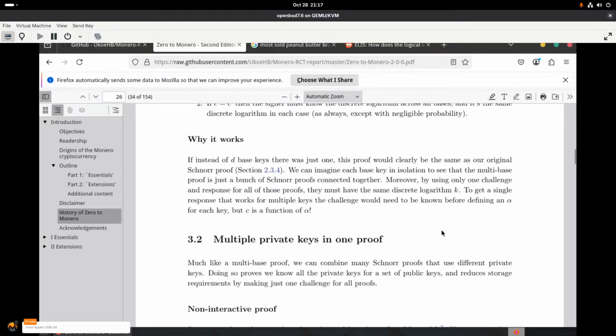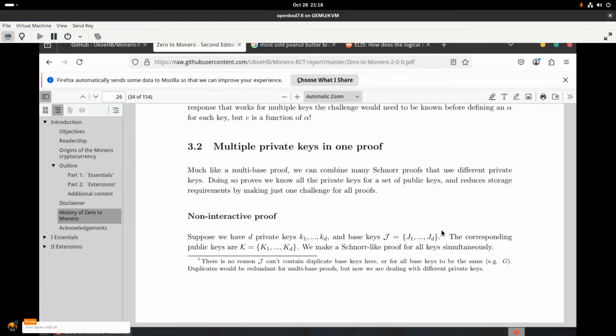Why it works. If instead of D base keys there was just one, this proof would clearly be the same as our original Schnorr proof. We can imagine each base key in isolation to see that the multi-base proof is just a bunch of Schnorr proofs connected together. Moreover, by using only one challenge and response for all those proofs, they must have the same discrete logarithm K. To get a single response that works for multiple keys, the challenge would need to be known before defining an x for each key, but c is a function of x.